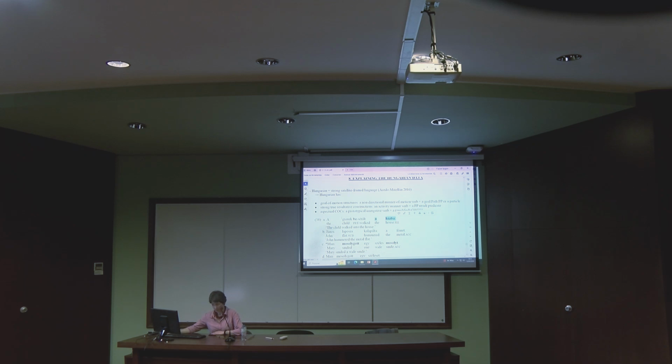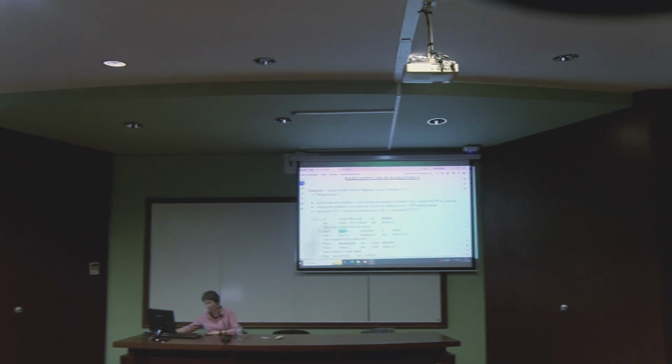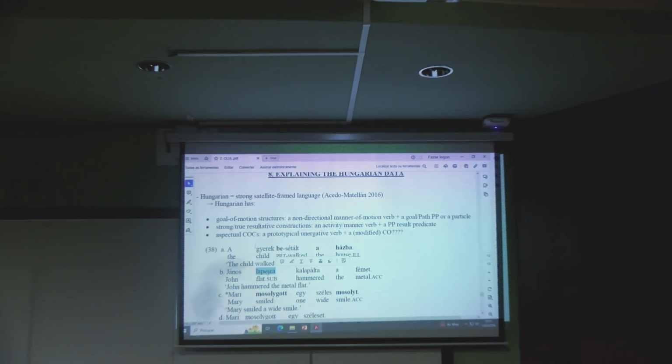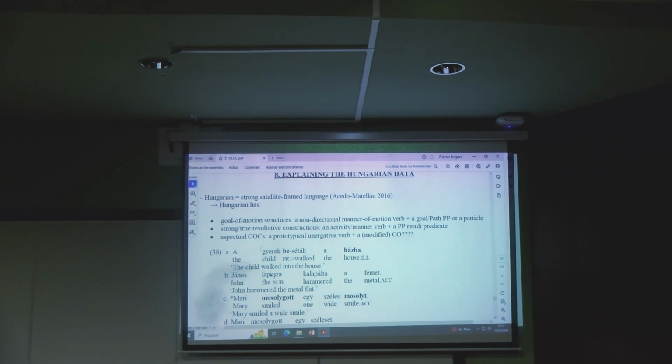We also have strong true resultatives such as hammer the metal flat, again keeping in mind that actually this is not an adjective phrase. Lapos is the adjective. We usually need a sort of suffix, either a sublative or a translative suffix, lapos-ra, into flat. Therefore, it is not an AP but a PP.